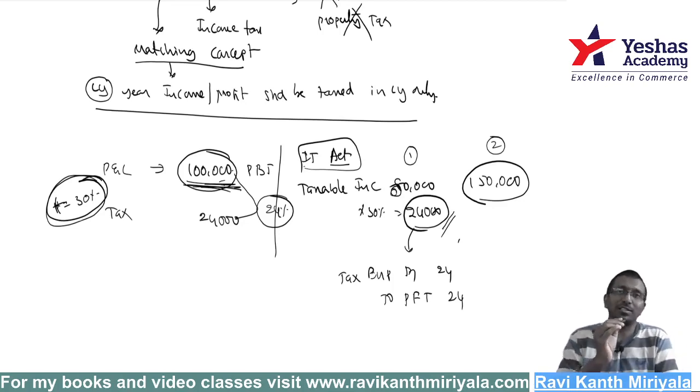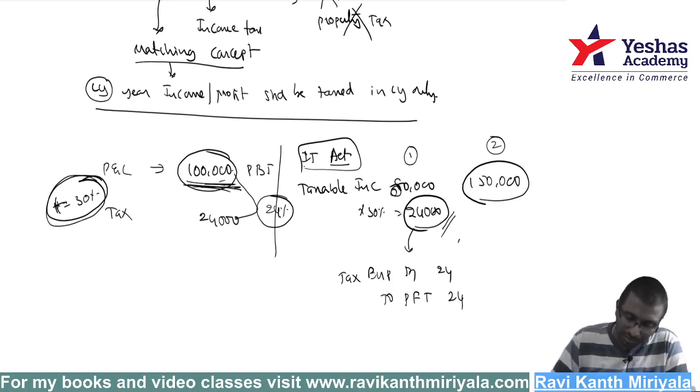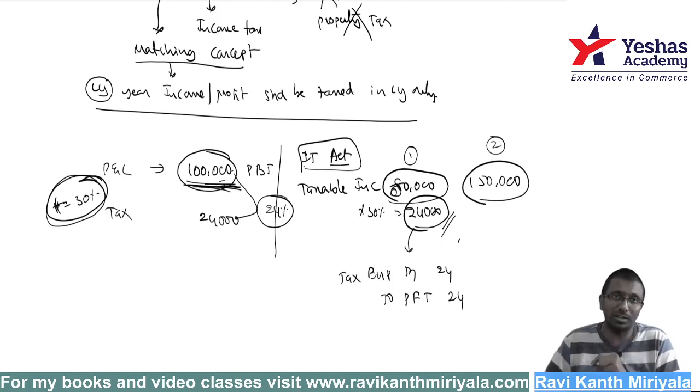That is the reason. Your profit as per the P&L is 1 lakh, but taxable income as per the Income Tax Act is 80,000. That means actually you should have paid 30,000, but the income tax department is saying pay only 24,000. Okay, fine, I'll pay 24,000. I don't want you to pay more than 24,000.